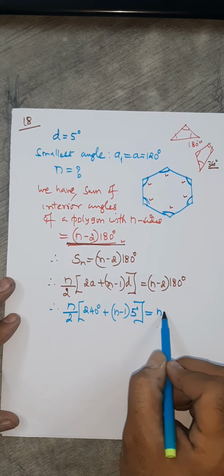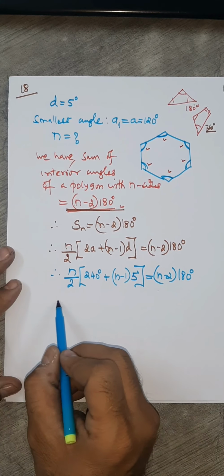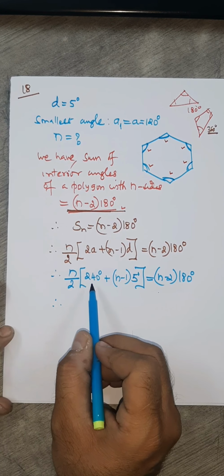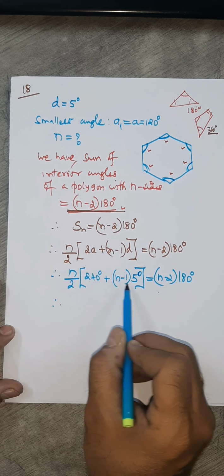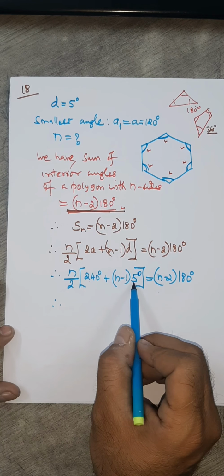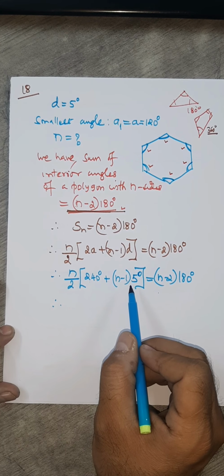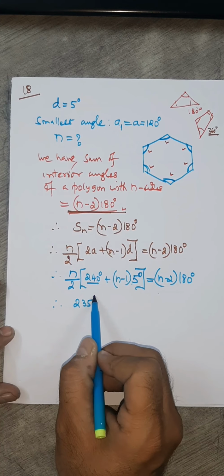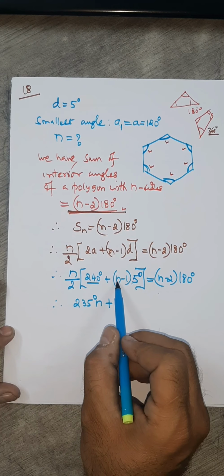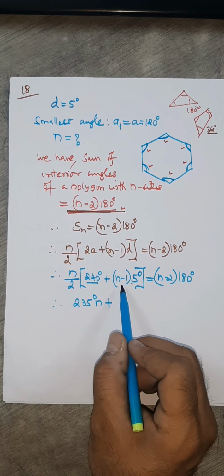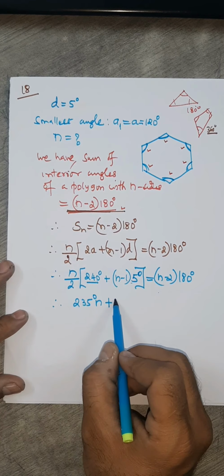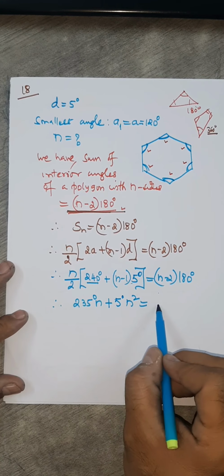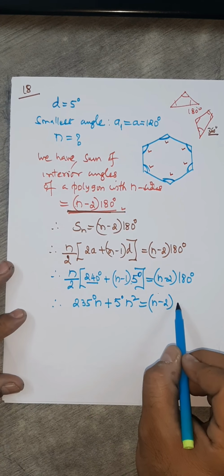That is nothing but (n minus 2) into 180 degrees. So here I'll take this inside. Before I take this inside, what do we get here? 240 minus 5 degrees, so that is 235 degrees into n. What about the other term? You will get minus 5 degrees that I already used, plus n square into 5 degrees, equals (n minus 2) into, this is nothing but 360 degrees.